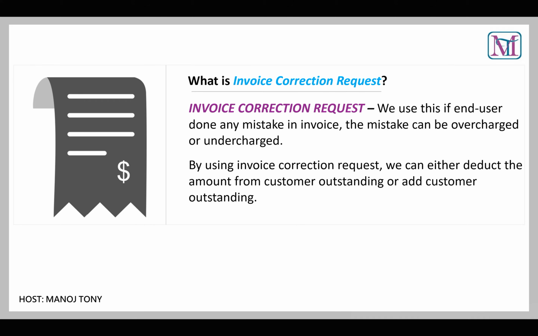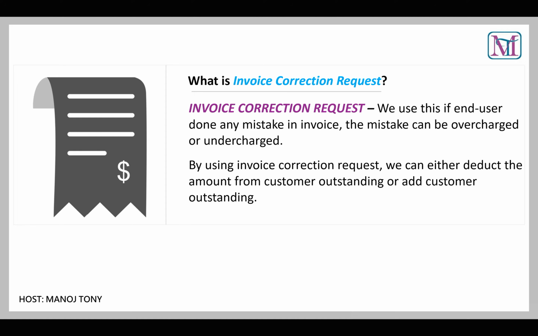So by using invoice correction request, we can either deduct the amount from the customer outstanding or add to the customer outstanding. If the customer is overcharged, then we have to deduct the amount from the customer outstanding. We have to refund the amount to the customer. If the customer is overcharged, then the company will refund the amount to the customer. If the customer is undercharged, then the company will add the amount to the customer outstanding.